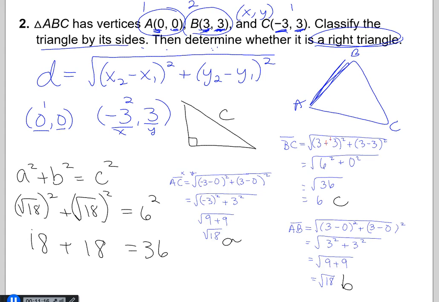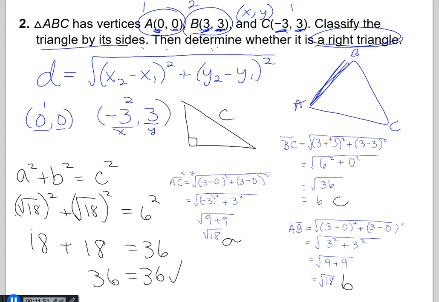So what's 18 plus 18? 36. So is this true? Whoa. Because it's true, it is a right triangle. So it's isosceles, our final answer is it's isosceles, and it's a right triangle. So I'm going to have you do a problem in your notes packet. You're going to do problem number 4. And it says classify ABC by its sides and then determine whether it's a right triangle. And the ordered pairs are 6, 6, 9, 3, and 2, 2.